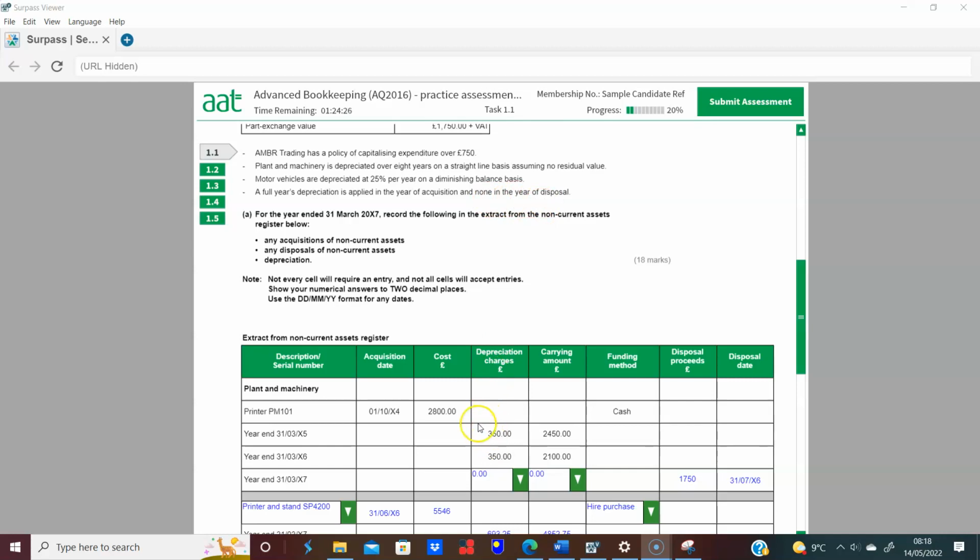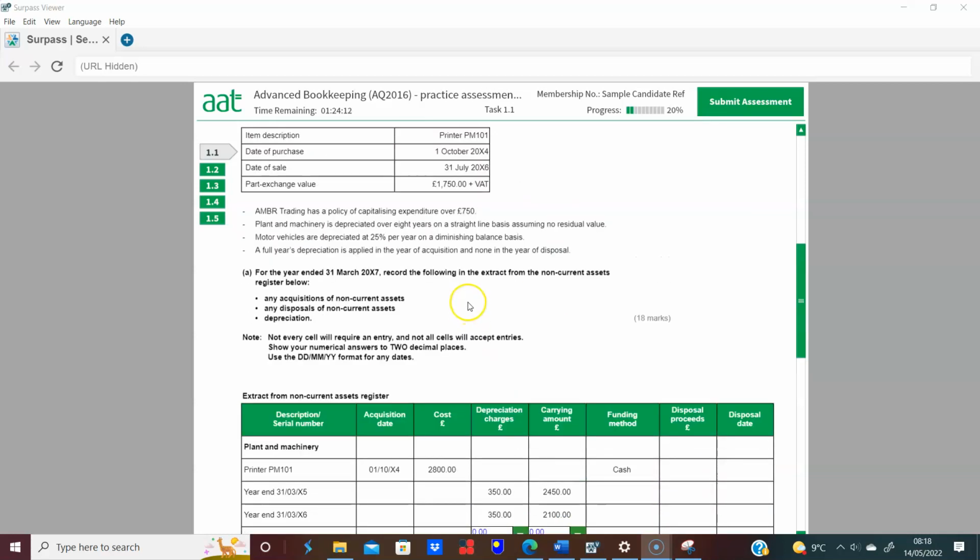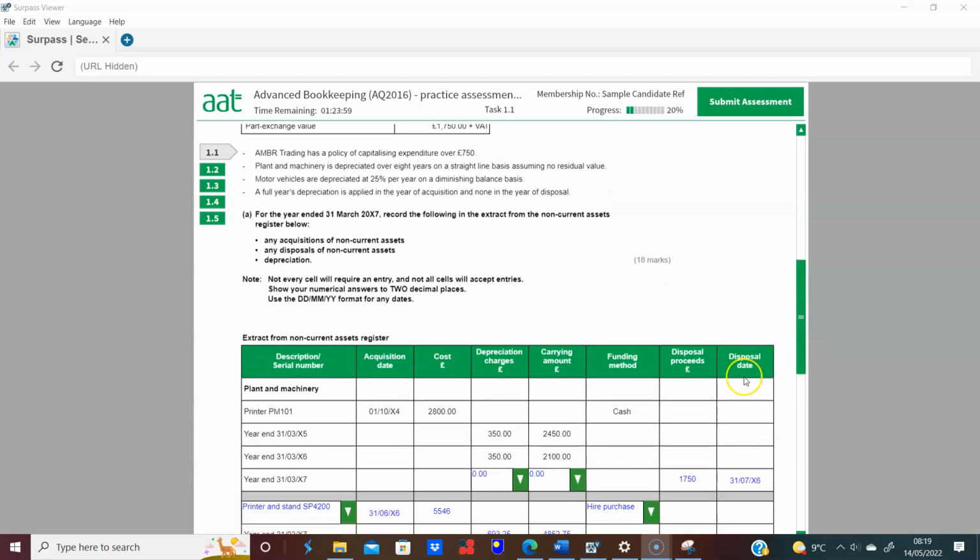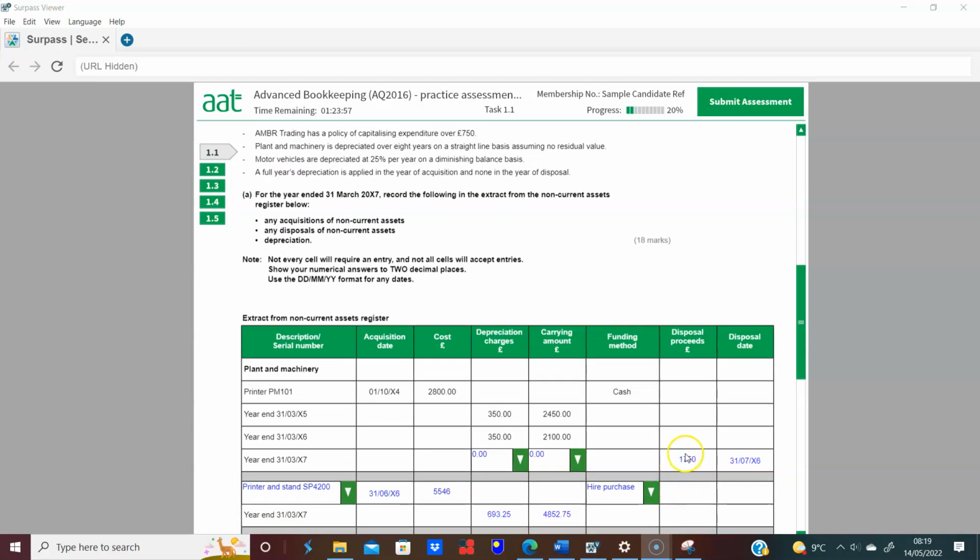So whenever you buy it, charge a full year, but in the year of disposal, which is this year, there is nothing. And then we record 1750 in printer, and the rest is VAT, because that VAT is not ours, in effect. Whatever you receive for that VAT is going back to HMRC. So it's not yours to claim as disposal proceeds. And that's the date over there.